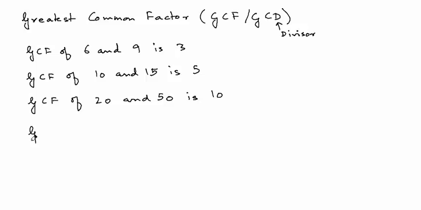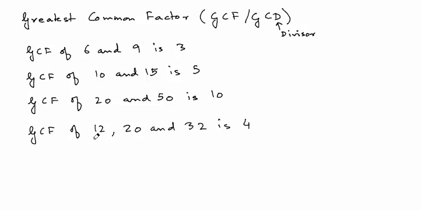For example, the GCF, the greatest common factor of, let's say, 12, 20 and 32 would be 4 because 4 is the largest number that's a factor of all these three numbers.